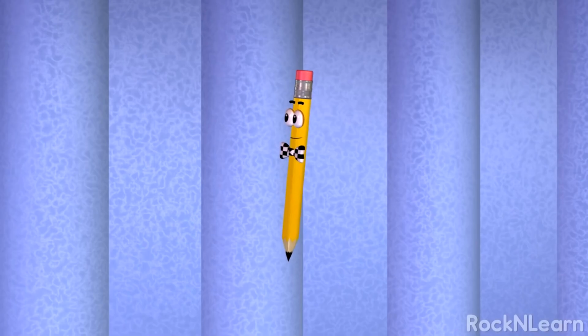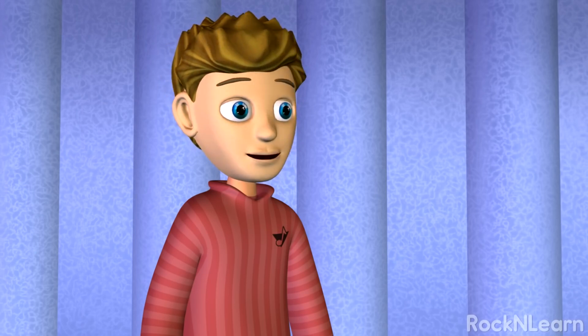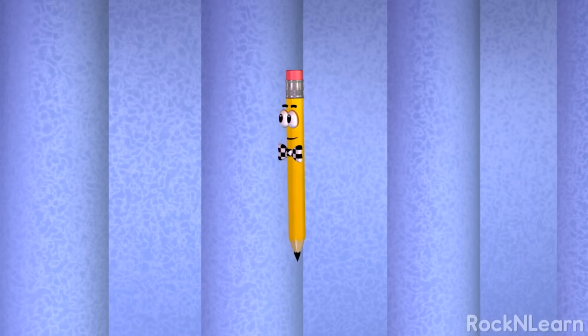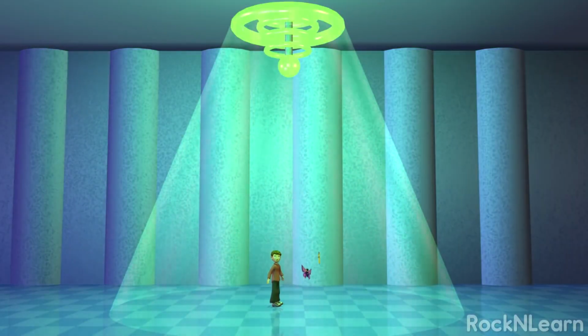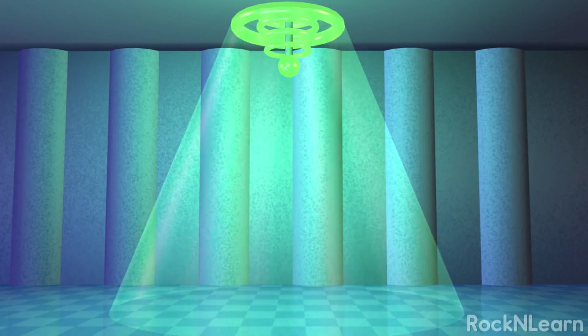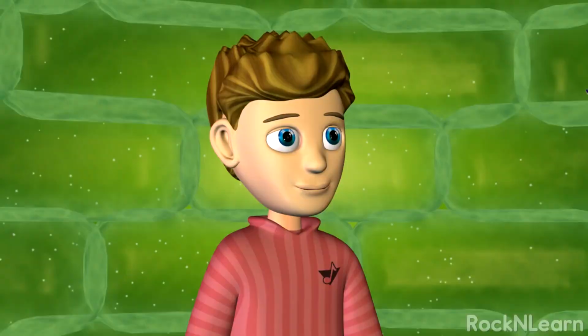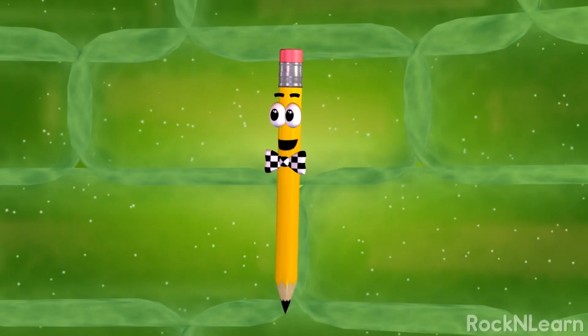We're off to the Cellular Learning Center. Okay. But where is it? I don't see a door. Well, take a closer look. I think I may have a little problem with this. Where are we? Someplace really small.